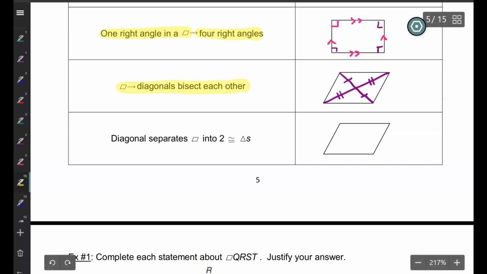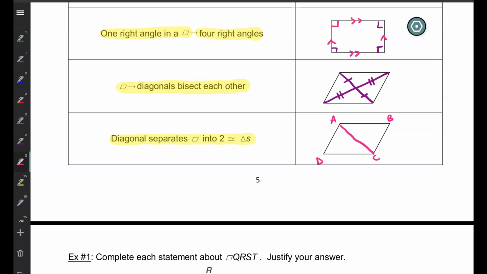And then lastly, if I were to draw a diagonal, that's going to separate the parallelogram. Let's just name this parallelogram ABCD. We could easily prove that triangle ABC has to be congruent to triangle CDA. We're not doing any of those proofs, but think back to how we could prove that. We've got parallel lines, so you'd have alternate interior angles congruent, and we can use some of the previous theorems as well.